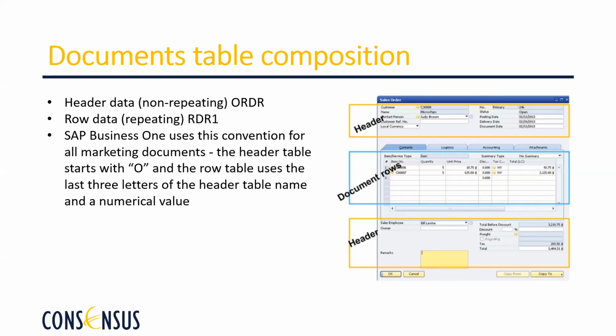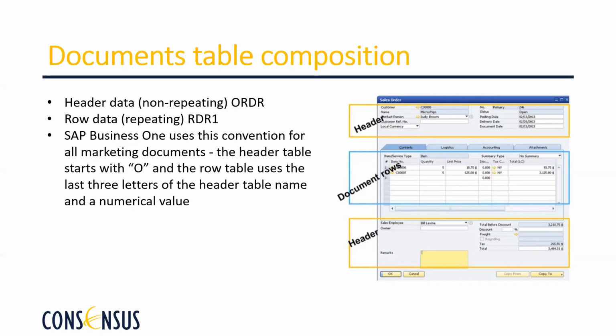And those come from different tables. If you look on the left here, there's a general structure that Business One follows for all objects or all marketing documents, and that is that they place an O in front of the header table, and then a 3-letter abbreviation. And then for the rows or any child tables that are related to that document, it's the same 3-letter abbreviation plus a number.